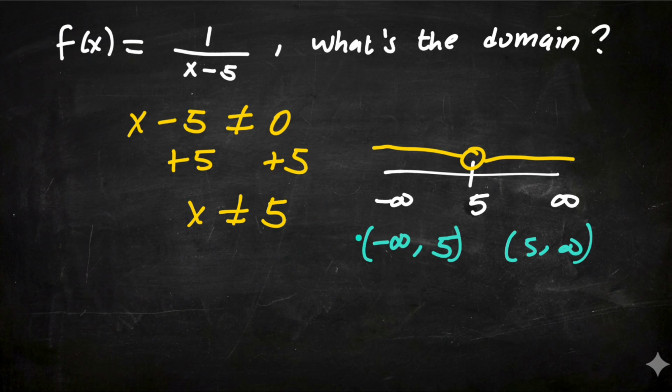So in the situation where we have multiple intervals, we usually use a U to combine them. Now this U is just the union symbol, which means combined with, or. So the U symbol is just a union, which means that we're combining 2 separate intervals into one domain.